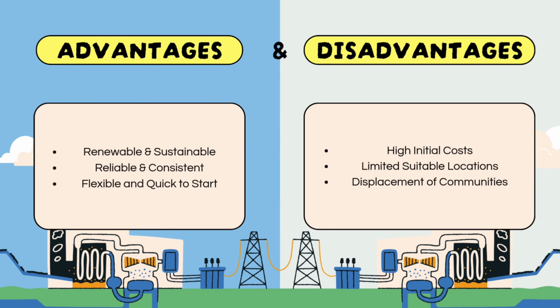Next, disadvantages. First, high initial cost. Building dams and power plants requires large upfront investment and long construction times. Second, limited suitable locations. Not all areas have rivers with enough flow or elevation change to make hydropower viable. Third, displacement of communities. Large hydro projects often require relocating people and communities.